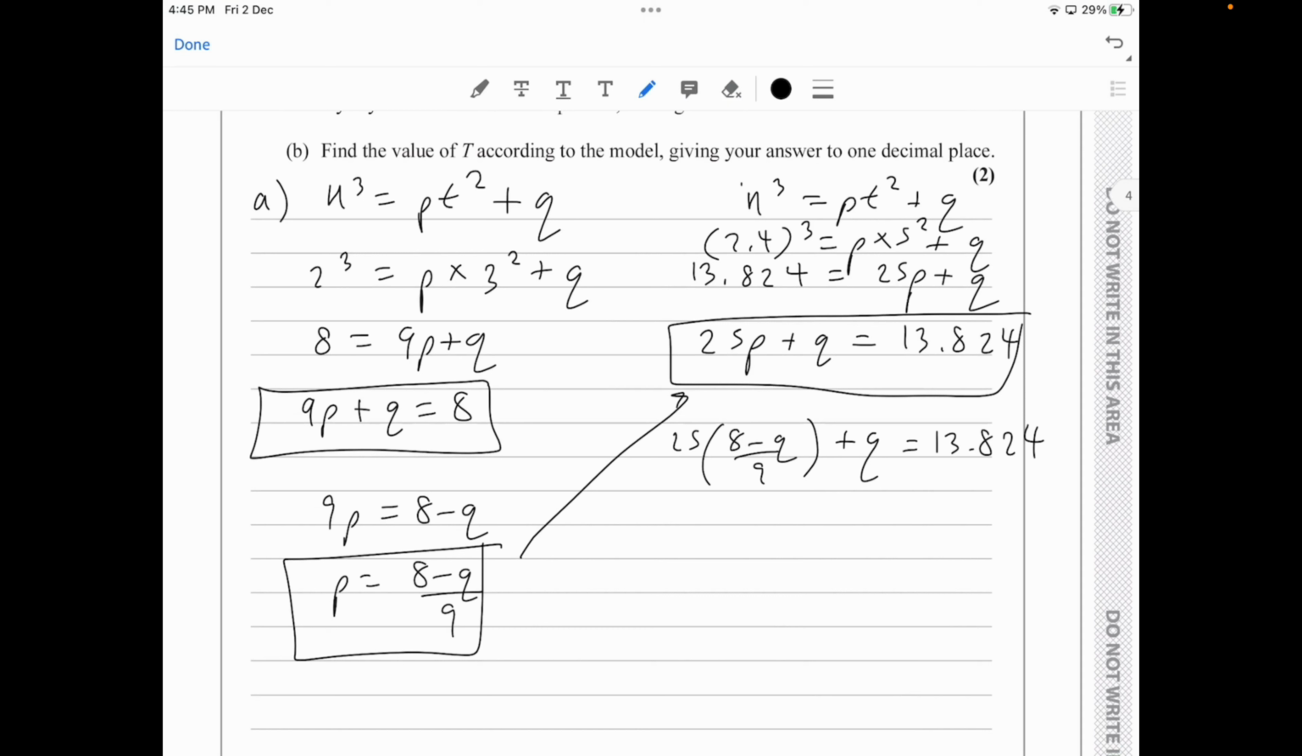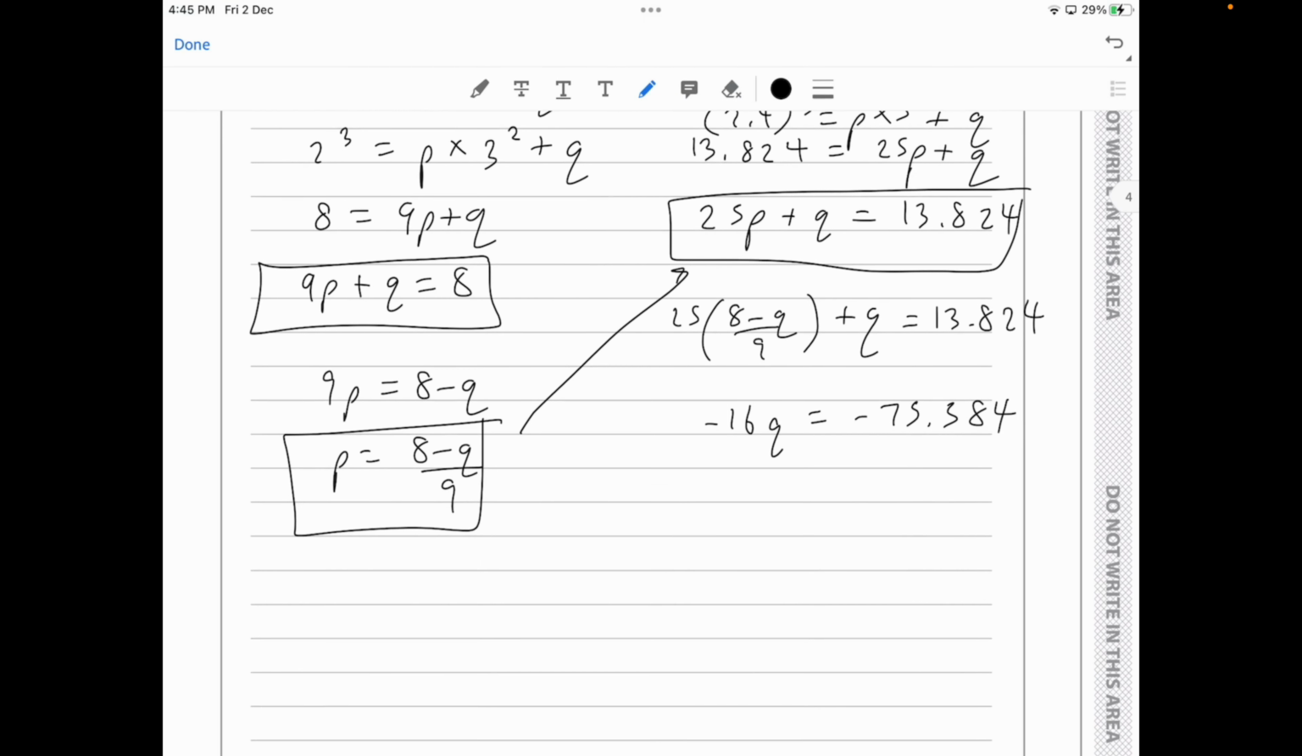We're going to simplify it. We're just going to open up all the brackets, and once you open the brackets up, your equation is all going to simplify to roughly negative 16q is equivalent to negative 75.584. So I'm not going to show all those steps of factorizing, rearranging and solving. You guys should be knowing that.